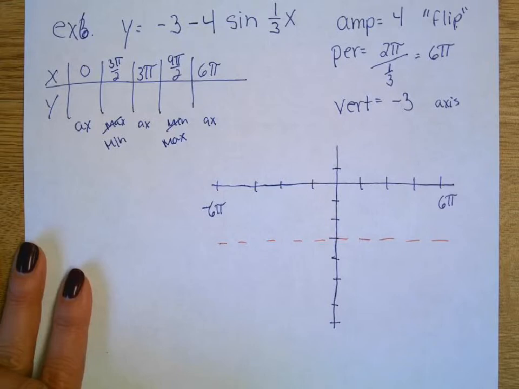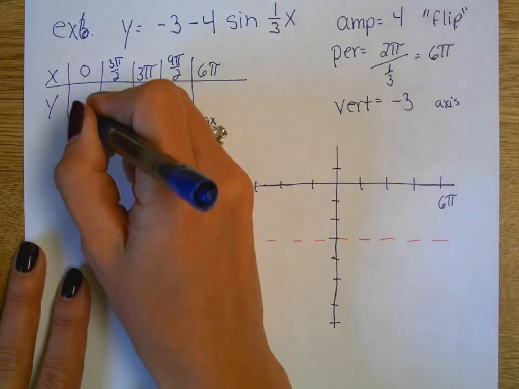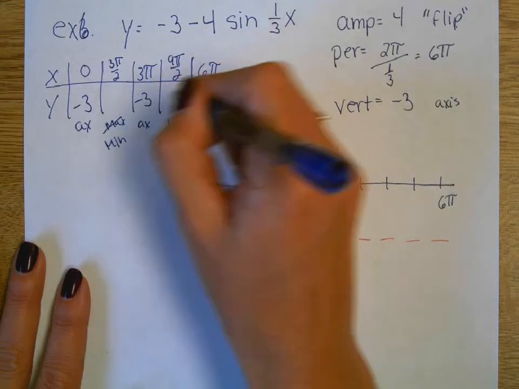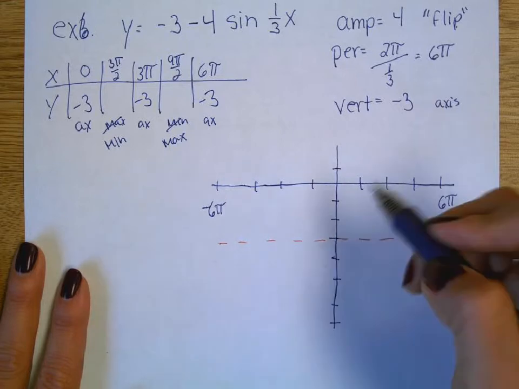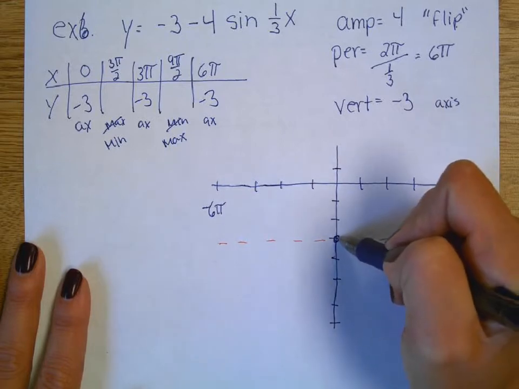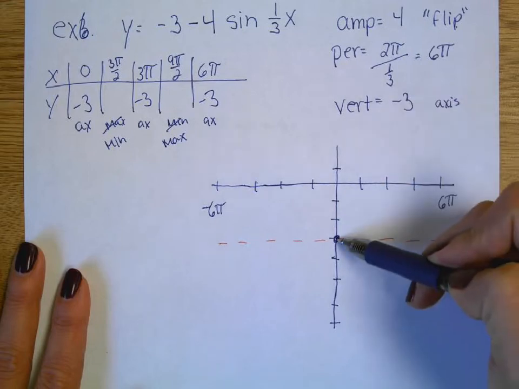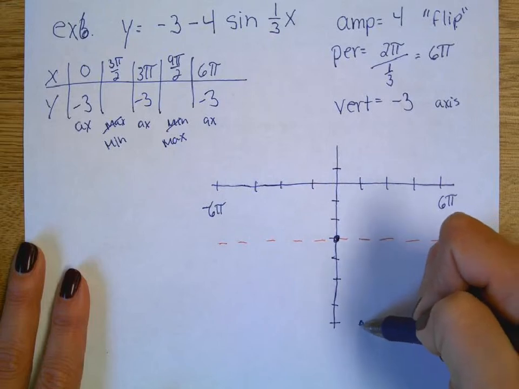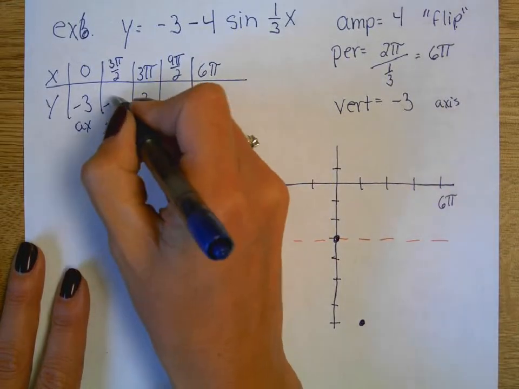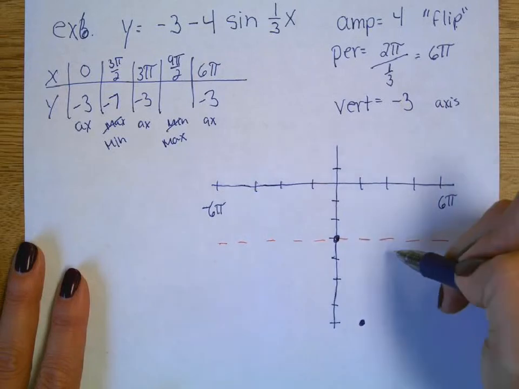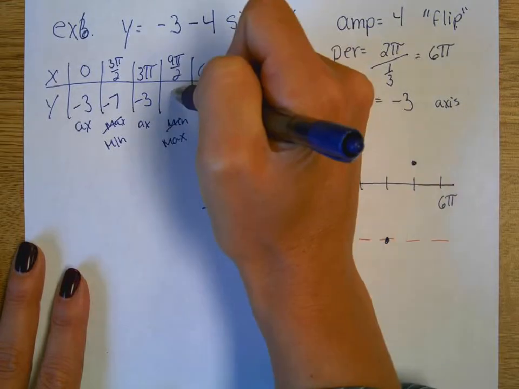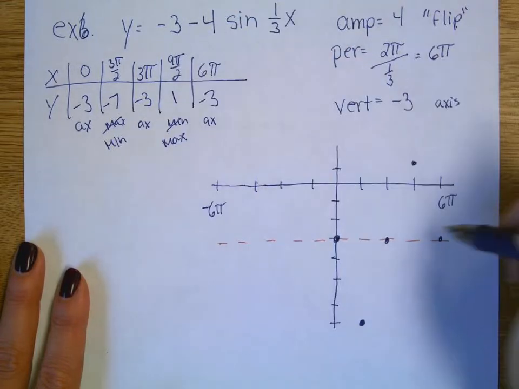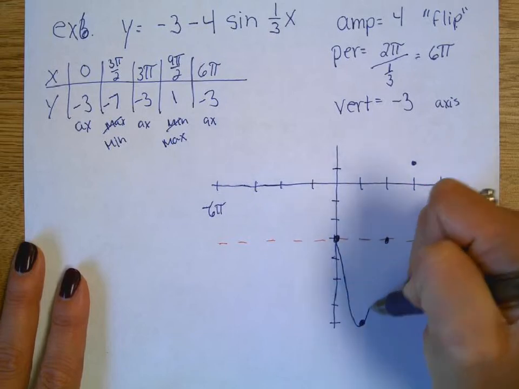Okay, where is my axis at? -3. So right there is a -3, there's a -3, there's a -3. Okay, so I'm starting on -3. I'm going to my min. Where's my min going to end up being? -7, because I'm going down 4. Where's my max going to be at? Well, I'm back at the axis. Max is going to be at +1, and finish at the -3. Sine with a flip.